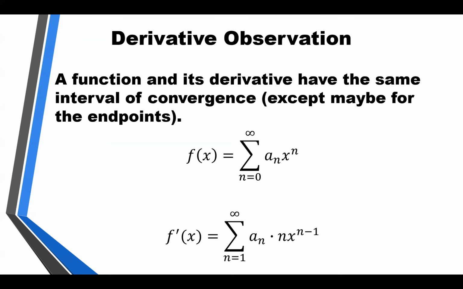However, because we're multiplying by n here, the endpoint convergence may be different. So in other words, a function and its derivative, when written out as a power series, have the same interval of convergence. They may be different at the endpoints. But other than the endpoints, they're going to have the same interval of convergence. They have the same endpoints, but we don't know if it converges or diverges at those endpoints. That's what we're saying.